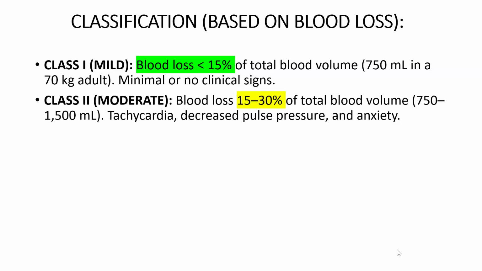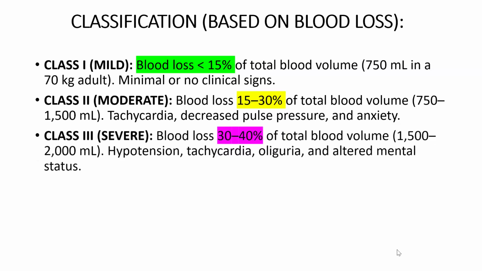In class 2, it is called moderate shock. In such cases of hemorrhagic shock, there will be roughly blood loss between 15 to 30%. That is, a blood loss in volume parameters between 750 to 1.5 liters. Usually, at this stage, the patient develops clinical signs like tachycardia, decrease in pulse pressure, and anxiety. That is, your CNS also gets involved.